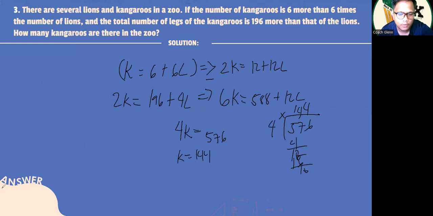Okay, let's double check if we got it right. Yep, that's correct. So a kangaroo has only 2 legs, my bad. I'm sorry, I was thinking of 4. Any questions for this one? If there are no more questions, then let's go to the next one.